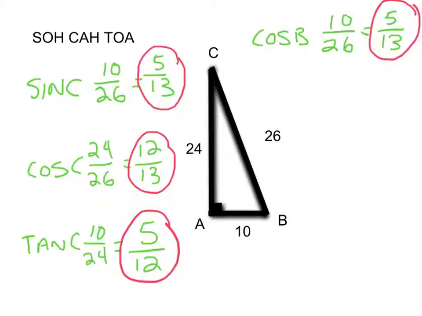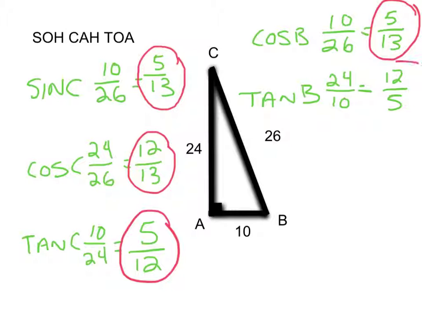Okay, and I can ask any of those. I can just revert back and I go tangent of B, and I again look at my ratio here. Tangent is opposite over adjacent. So this is my B. The opposite in this case is going to be 24, and the adjacent would be 10. So this would be 24 over 10. And again, we have to reduce. That would be 12/5.